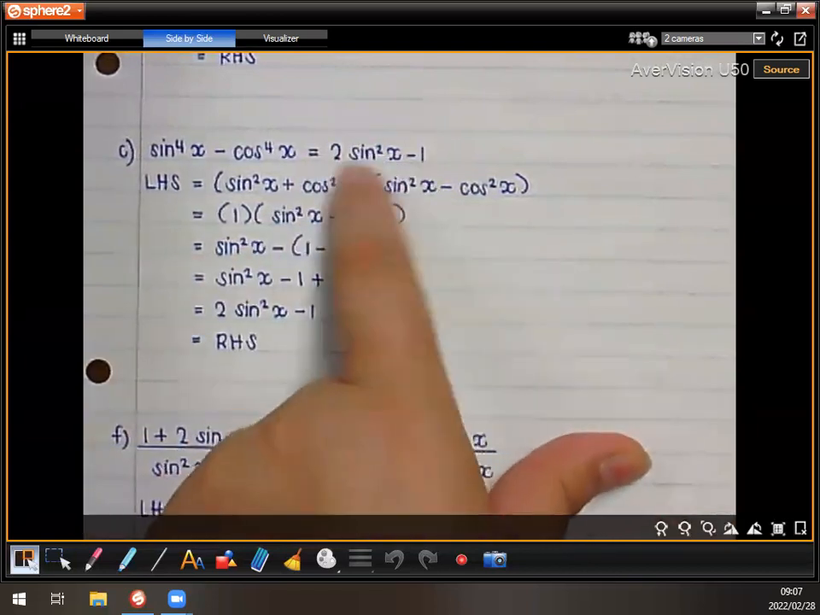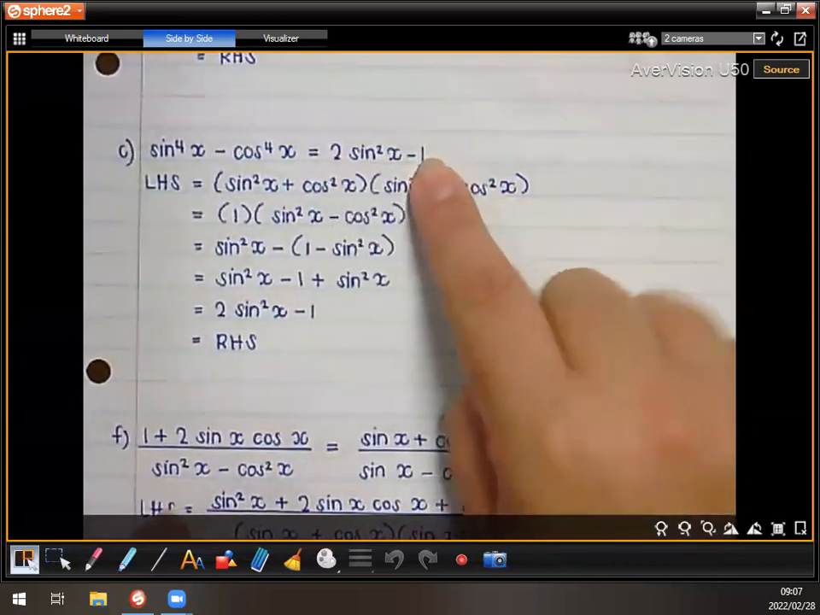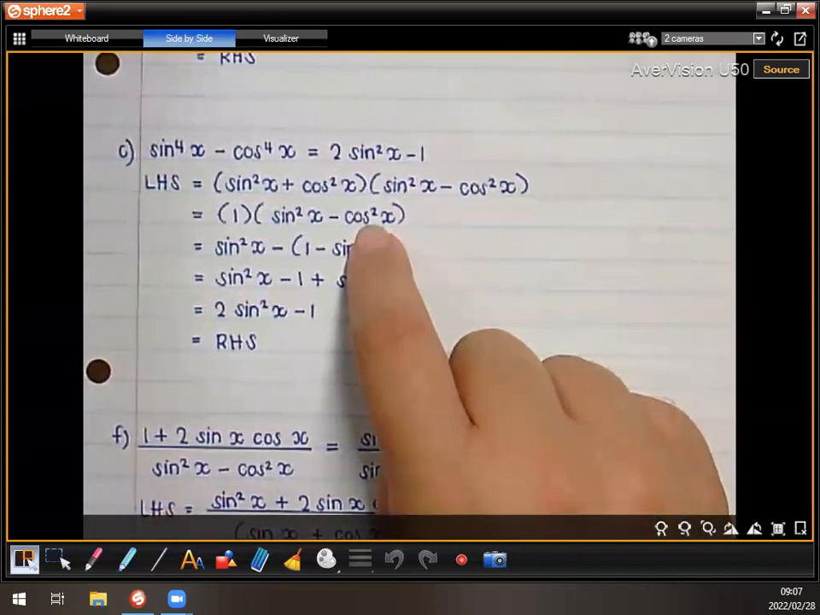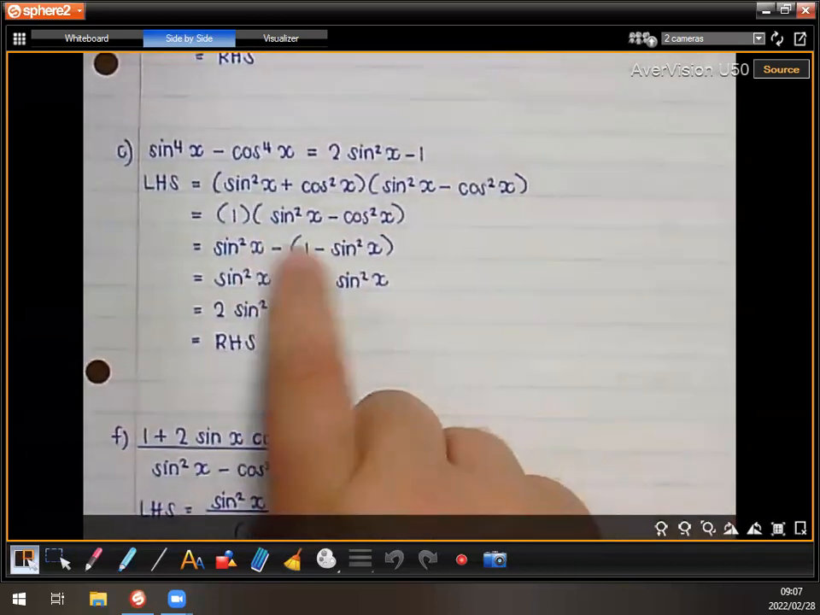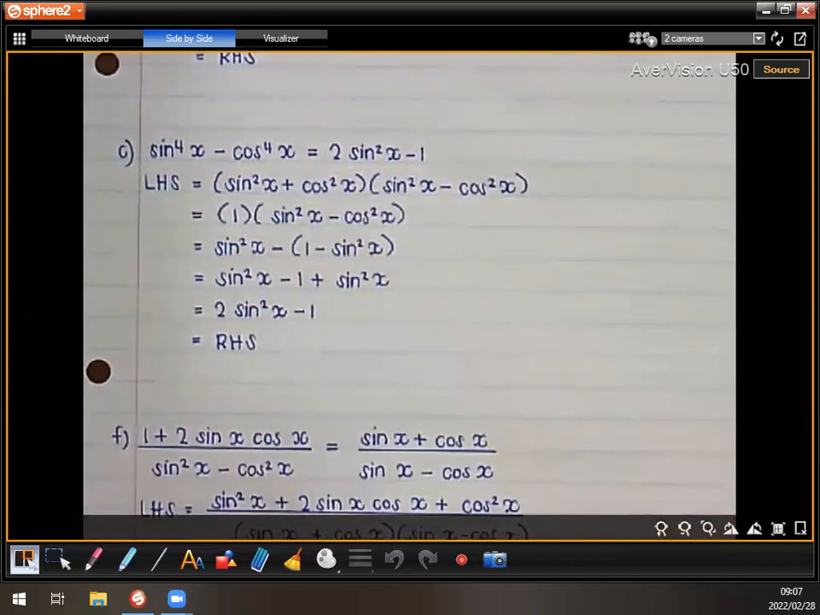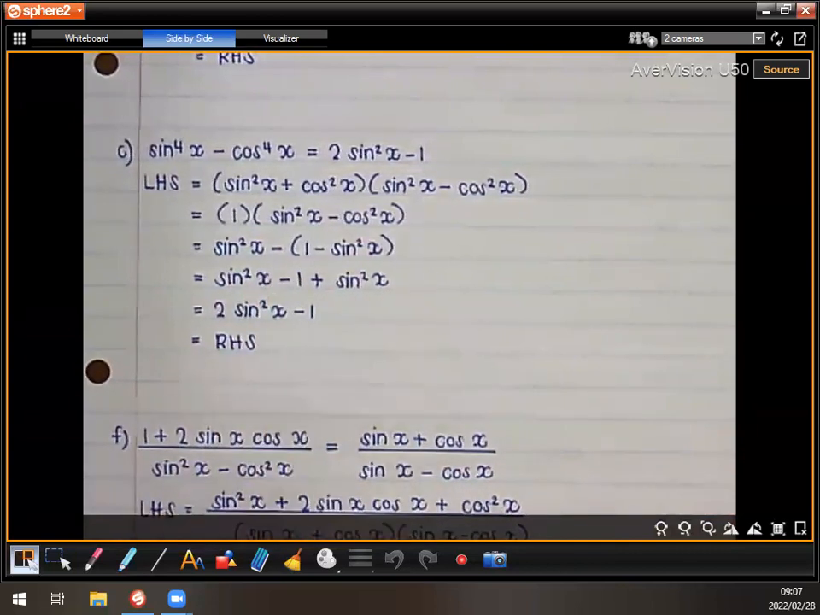Now guys, here is where you need to actually look at what you're trying to prove. So there is no cos squared x on the right hand side. So essentially you need to get rid of that cos squared x and change it to 1 minus sine squared x. This step you don't really have to show, it was just me multiplying the negative 1 in there. And then sine squared x plus sine squared x is 2 sine squared x and minus 1.